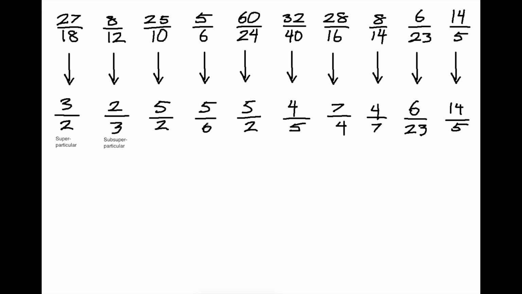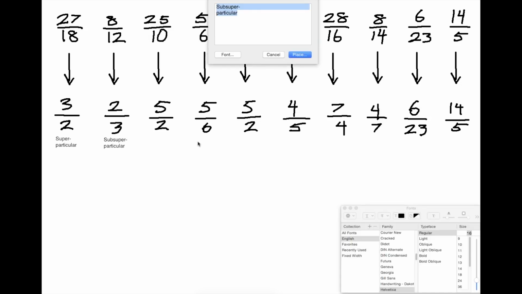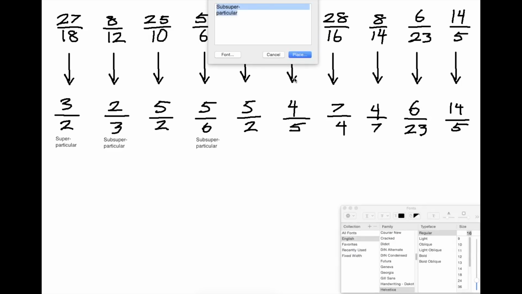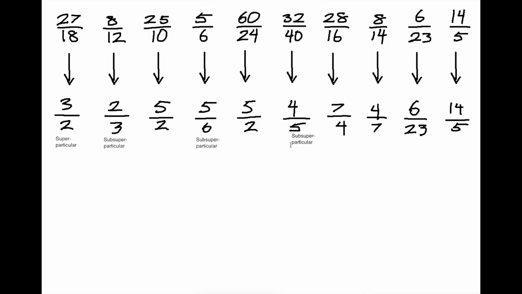So 5/6 is going to be a sub-superparticular as well, because it's just shy of 1 by 1 fractional part. Same is true of 4/5. That's going to be a sub-superparticular. And do we have any others? No, that looks like it's it. And we don't have any superparticulars either. No. Okay, so the next thing we need to do is analyze the rest of these further.